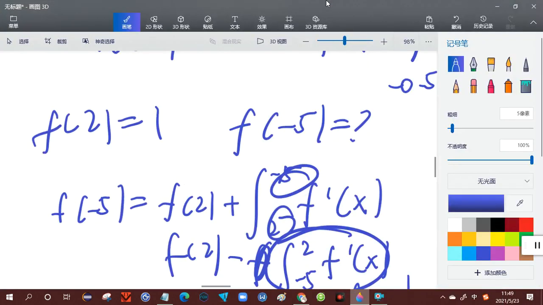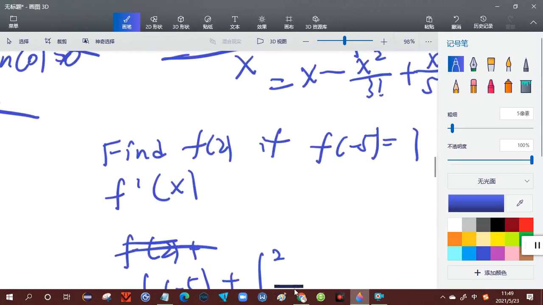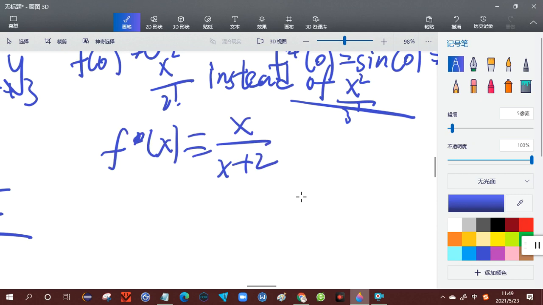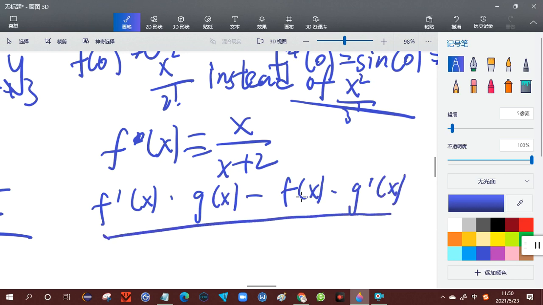So we first need to find the equation of the derivative of the graph. Where's my graph? Okay, where is it? I can't find it, but that doesn't matter. f(x) is equal to x over x plus 2. Then we need to apply the quotient rule. This is the formula for the quotient rule.